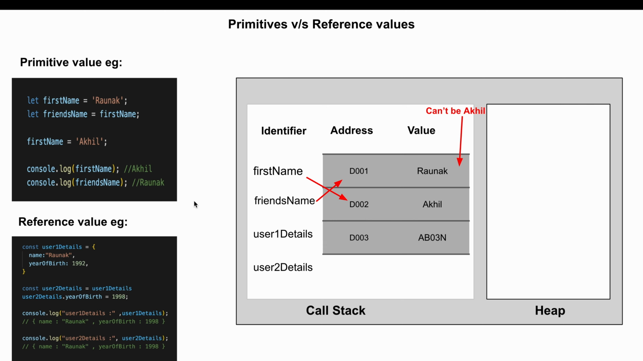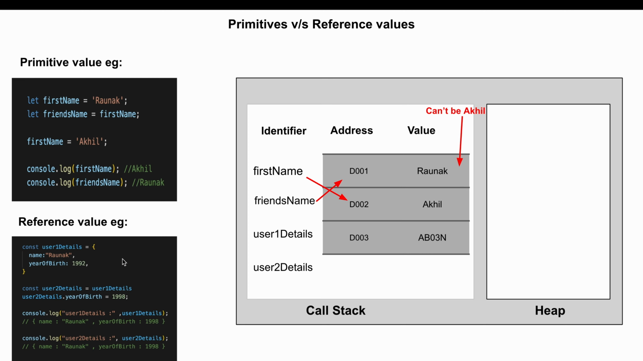Okay, so this is how primitive values get stored and work in the call stack. Now let's see an example of the user details object, or reference value objects. And why it worked in such a weird way, that we will also see, because you have seen that both console logs were giving 1998 for the year of birth, right? So let's find out why that happened.